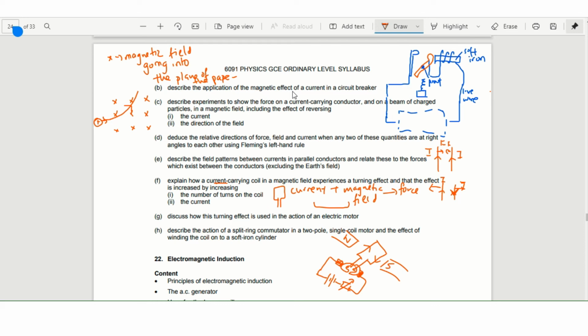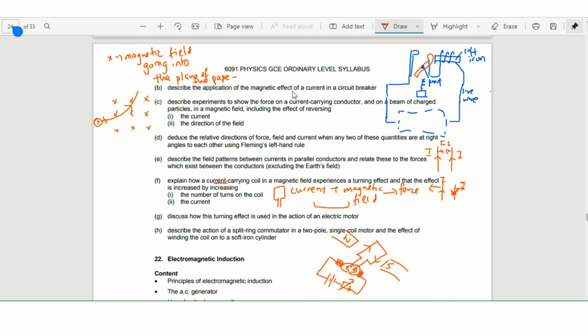Okay, then I have a north pole and south pole. So I have a current and I have a magnetic field generated by the magnets. So current plus magnetic field at right angle to each other, you will have the force being produced. And the direction of the force can be found using Fleming's left-hand rule.